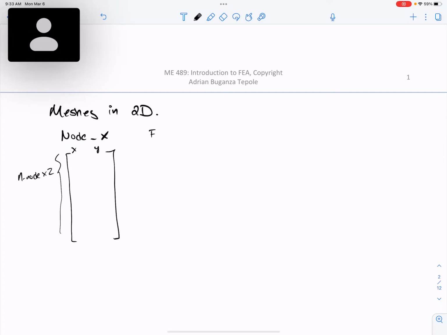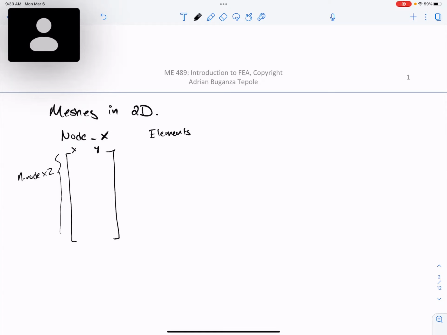I mentioned this on Python Lab 4, but the idea of the meshes in 2D is very similar to 1D. There is going to be an array, the node X array, which has the XY coordinates of every single node. Before it was just a single X coordinate, now there are XY coordinates, so the size of this is number of nodes, comma 2. And there's also going to be an elements array.